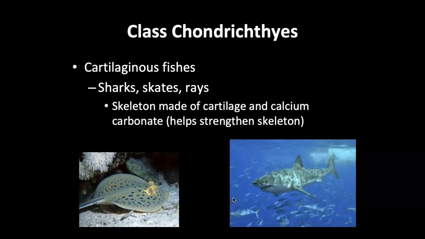Class Chondrichthyes is going to be our cartilaginous fish. This is once again going to be our sharks, skates, and our rays. Cartilaginous fish have skeletons once again made up of cartilage and calcium carbonate. Once again, that's the tip of your nose and your ears.